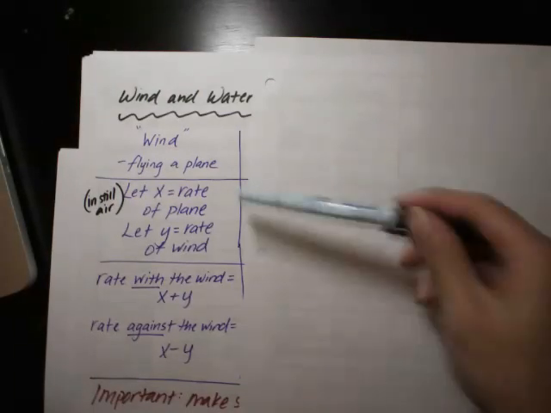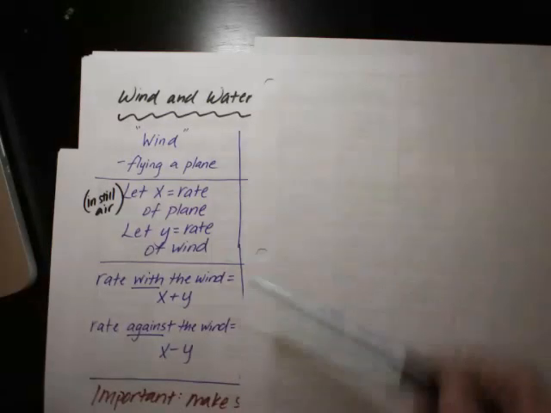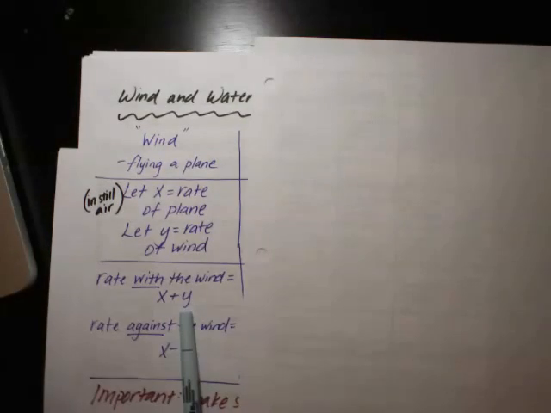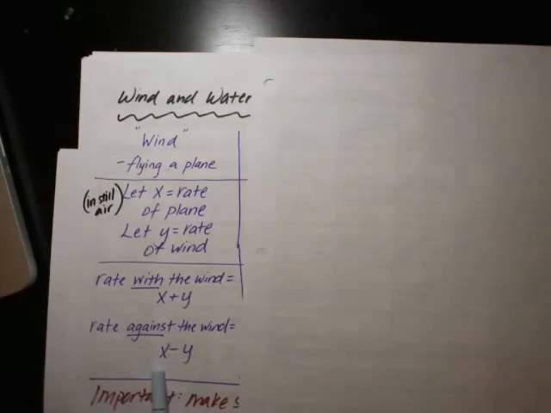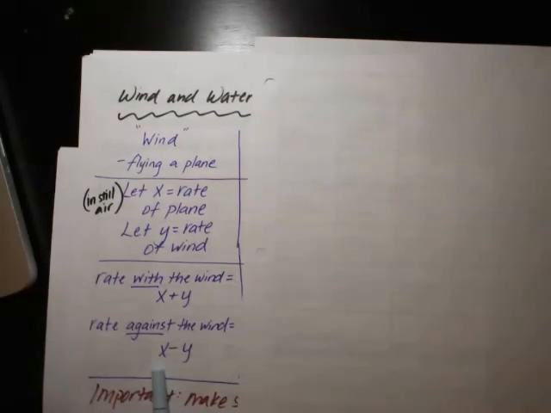Once you have defined your variables, you need to understand that there's rate with the wind. That means that you're going along with the wind. You will be going faster because the wind is pushing you. So you're going to take x plus y to be the rate with the wind. If you're going against the wind, it makes sense that you're going to be moving at a slower rate. So you're going to take the rate of the plane or the jet or the helicopter, and you're going to subtract the rate of the wind because you're fighting against the wind.